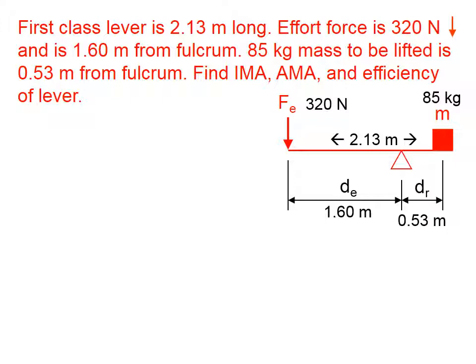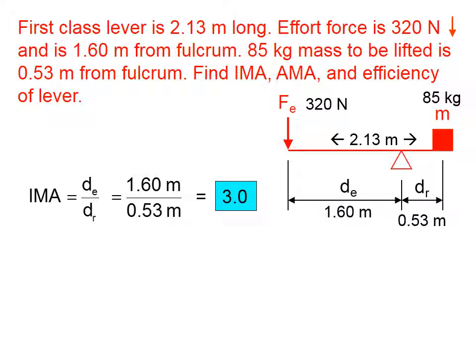There's our picture of the information that we have. So let's go to our equation toolbox. The ideal mechanical advantage is dE divided by dR. That's 1.60 divided by 0.53, or 3.0. Mechanical advantages have no units, they're simply numbers.